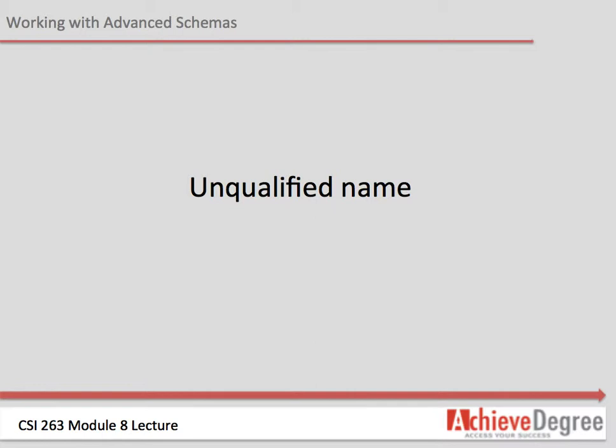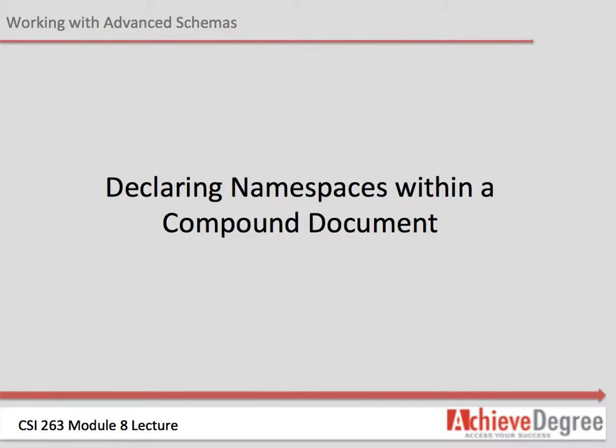Namespaces have a scope associated with them. The scope of a namespace declaration extends from the beginning of the opening tag to the end of the corresponding closing tag. Declaring namespaces within a compound document, working with attributes.